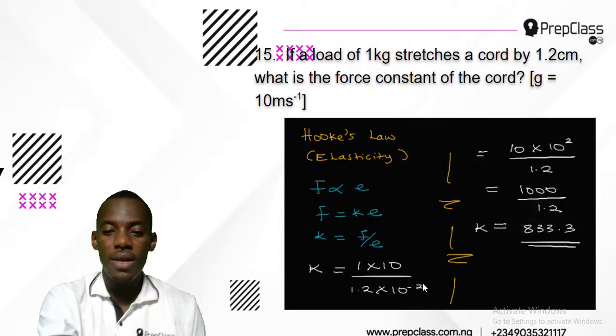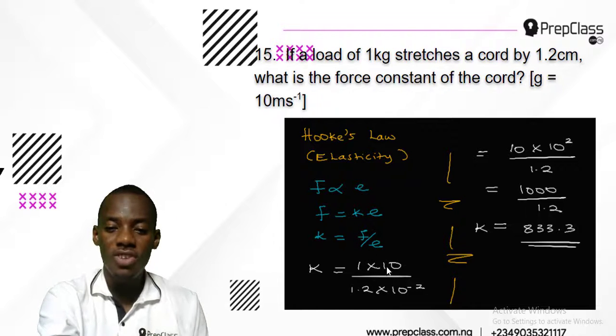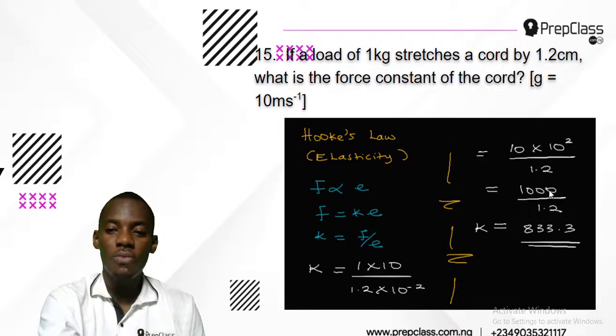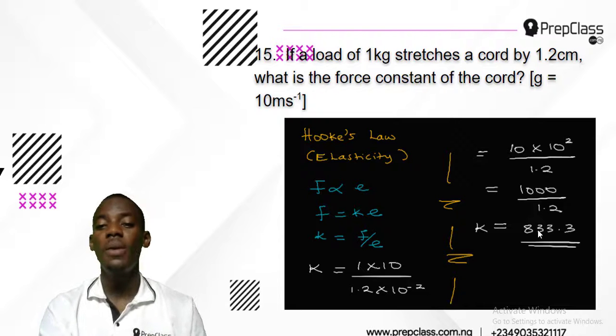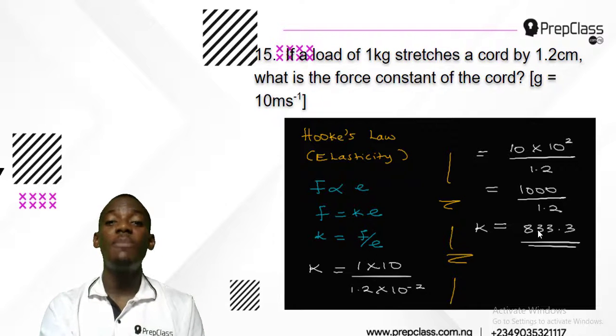So what is up here is 10. It's just 1 times 10, which is still 10. So this 10 to the power minus 2 will go up, and it will change from minus 2 to 2. 10 times 10 to the power 2. Okay, so the minus is gone because it has gone up. That will give me 1000 over 1.2. The force constant will become 833.3, and that is the answer to that question.